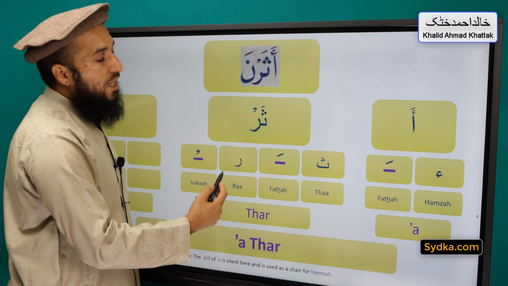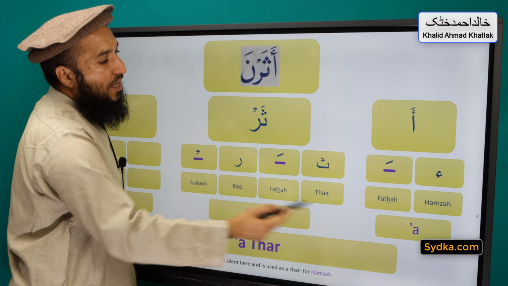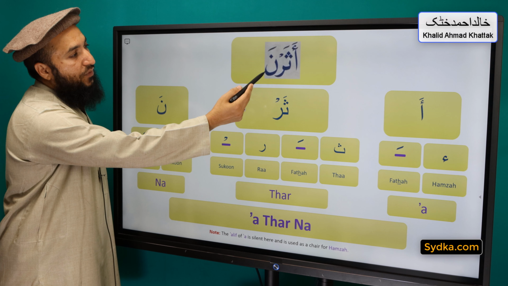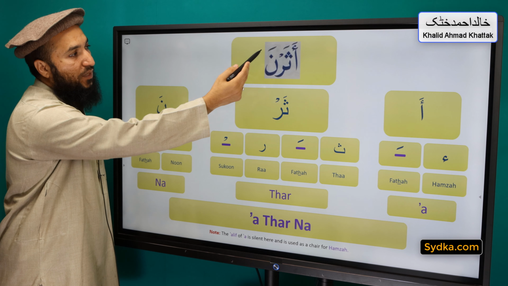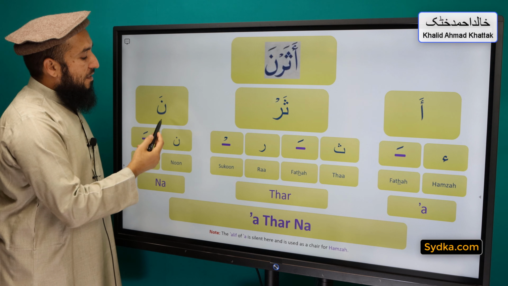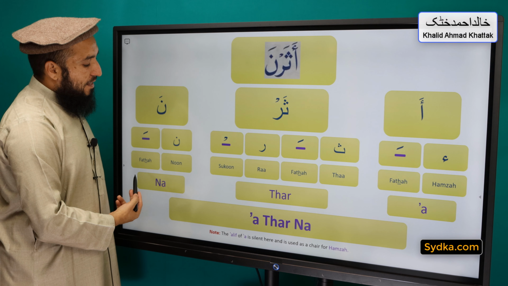Combining both syllables together we have athar, athar, athar. The next syllable we have is noon fatha na. Noon is a light letter, it has fatha on top of it, and it is prolonged for 1 count. Noon fatha na.